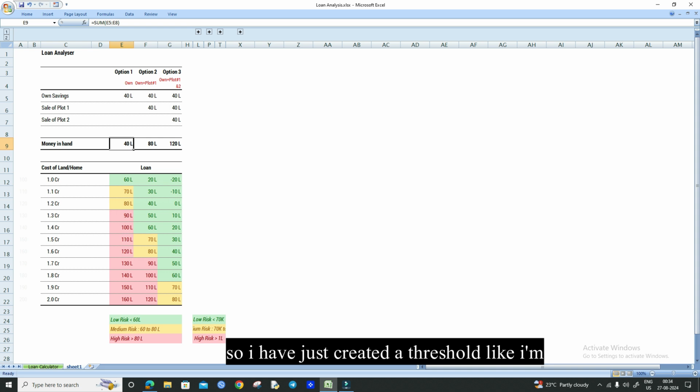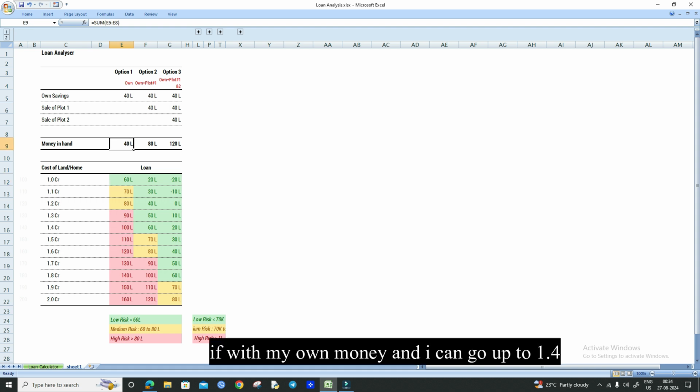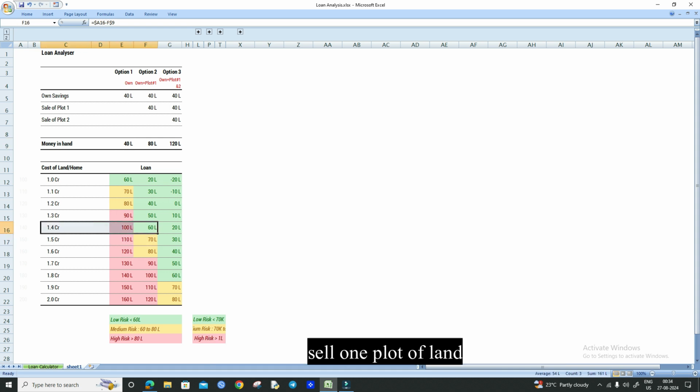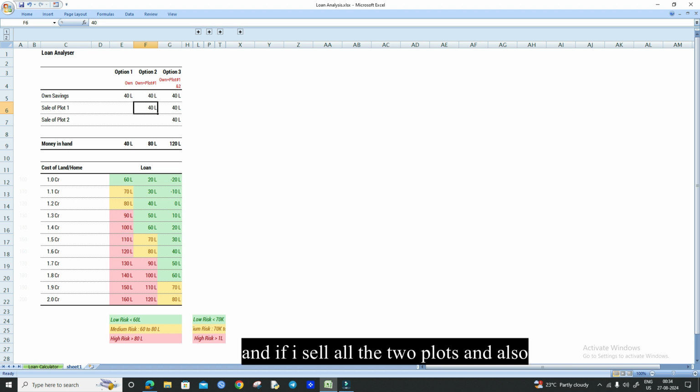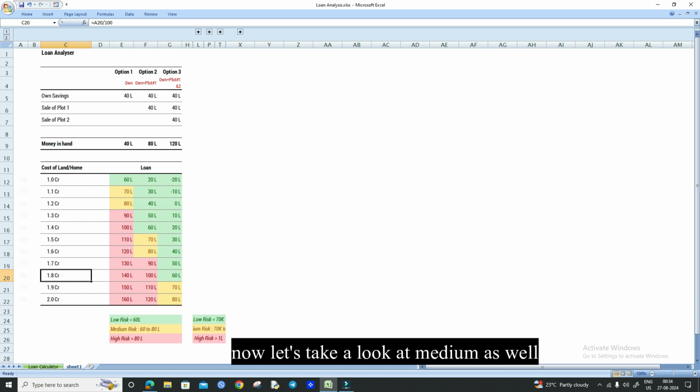So I've just created a threshold: I'm ready to risk anything below 60 lakh as a loan amount, and that is green for me. That means I can go up to 1 crore with my own money, and I can go up to 1.4 crores if I sell one plot of land. And if I sell both plots and also use my savings, I can stretch my property up to 1.8 crore. Isn't that interesting? Now, let's take a look at medium as well.